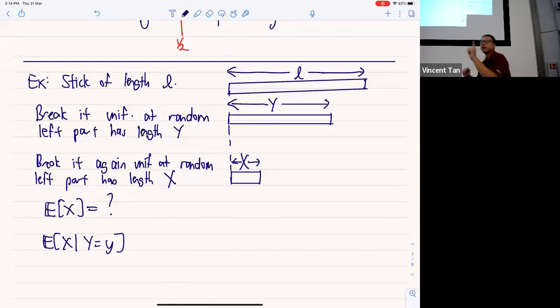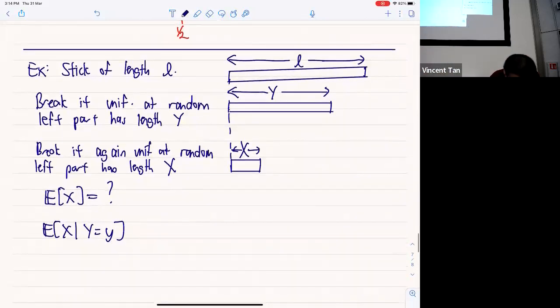What is the meaning of this? That means that the first break is known to result in a stick on the left-hand side of length little y. Then what is the expectation value of X? Now we know for sure that this length here is little y. Little y is known already. Say it's L over 3.